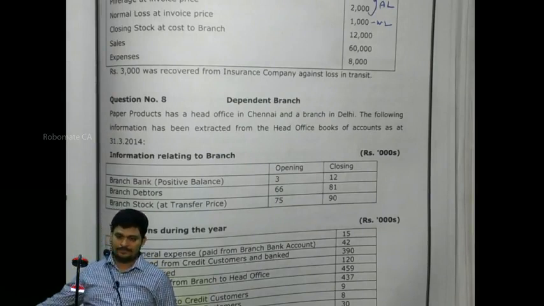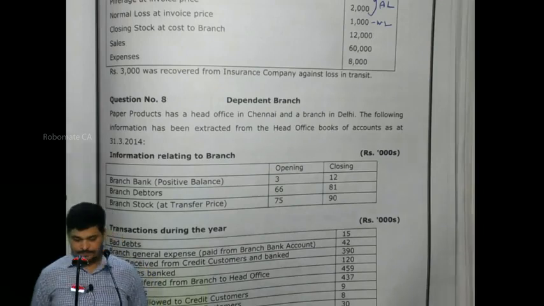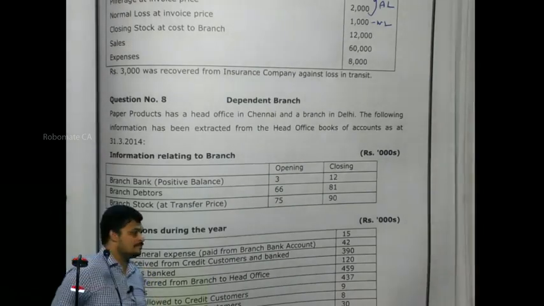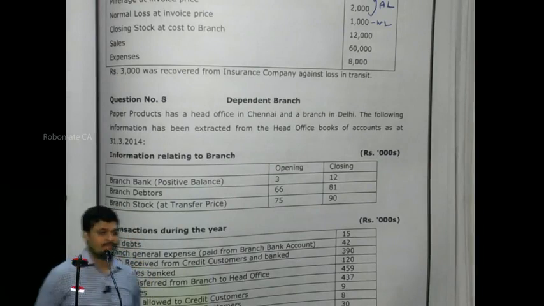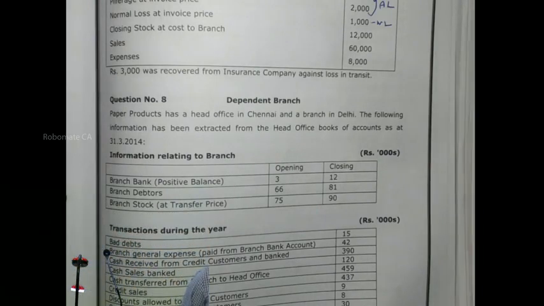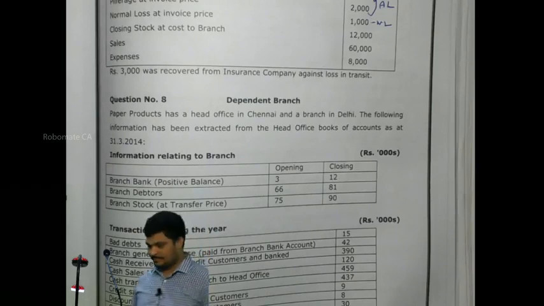Branch bank, positive balance, opening 3, closing 12. Branch debtors, opening 66, closing 81. Branch stock, transfer price, opening 75 and closing 90. Transactions during the year, rupees in thousands: bad debts 15. Branch general expense paid from branch bank account 42. Cash received from credit customers, bank 390. Cash sales, bank 120. Cash transfer from branch to head office 459. Credit sales 437. Discounts allowed to credit customers 9. Goods returned by credit customers 8. Goods returned by branch at transfer price 30. Goods sent to branch at transfer price 600.